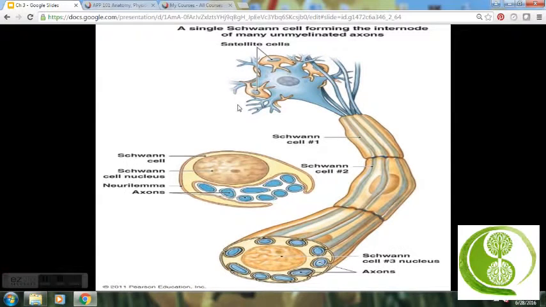And up next we have a picture of a single Schwann cell wrapping around the axons.